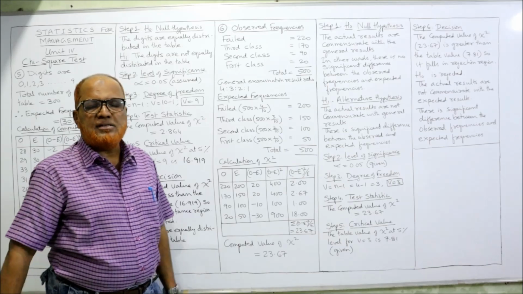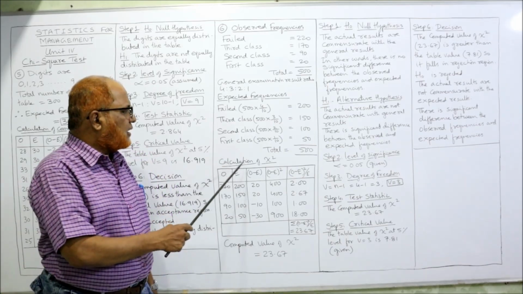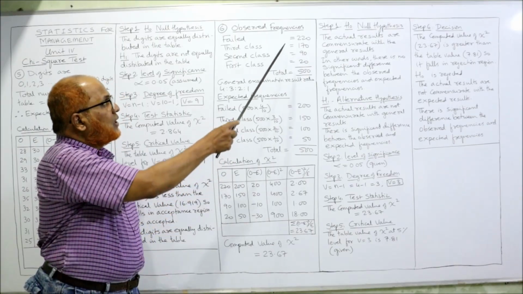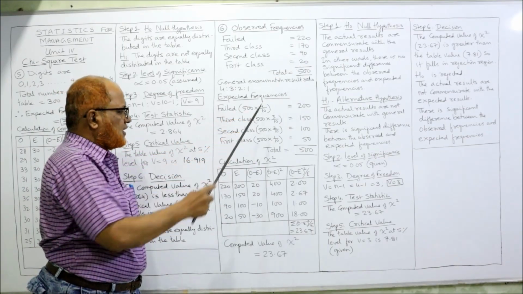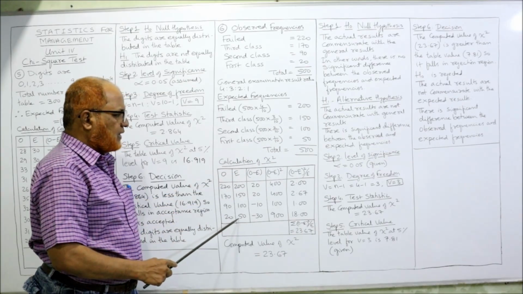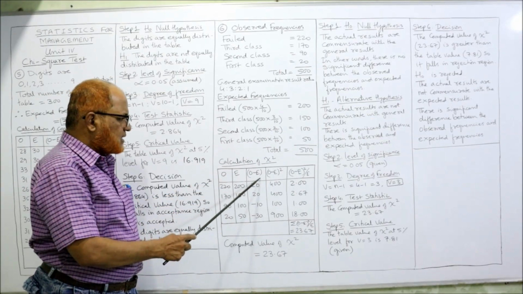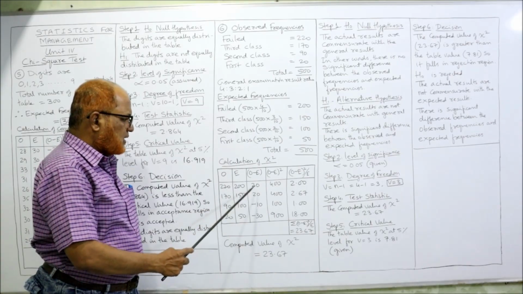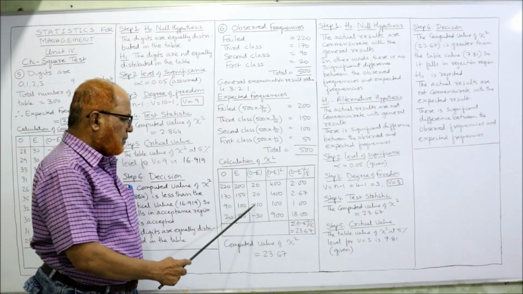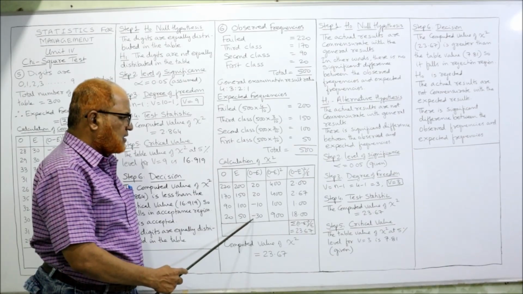So, we compare the results. We find out the computed value of chi-square. O stands for observed: 220, 170, 90, 20. Expected: 200, 150, 100, 50. Find out the difference O minus E. 220 minus 200, 20. 170 minus 150, 20. Then 90 minus 100, minus 10. 20 minus 50, minus 30.